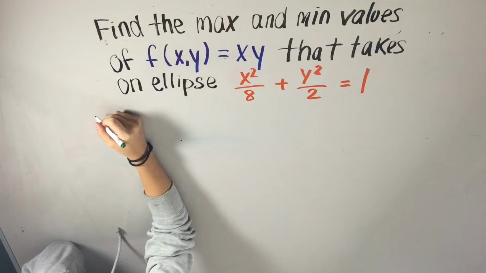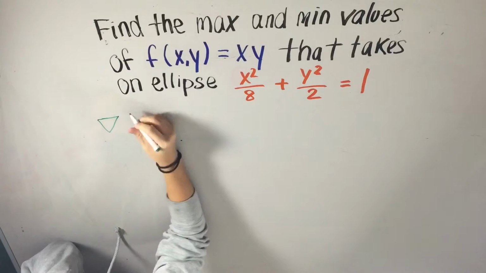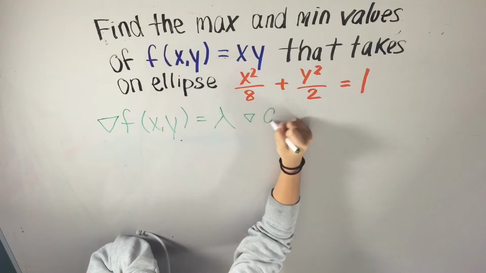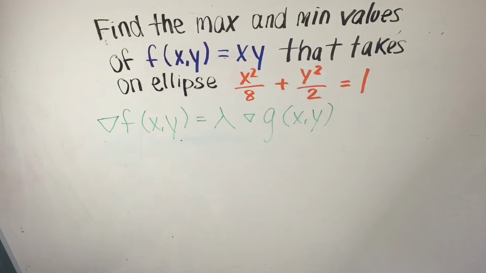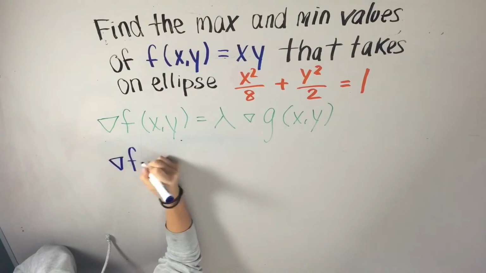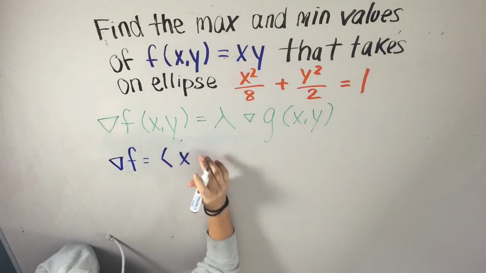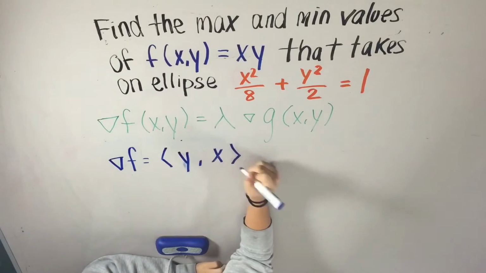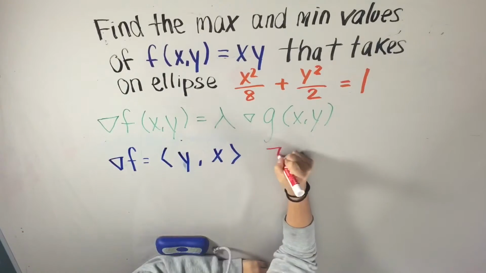One example of using Lagrange multipliers is finding the max and min values of f(x,y) = xy on the ellipse x squared over 8 plus y squared over 2 equals 1. The first thing that we should notice in any Lagrange multiplier problem is that if there are two equations, one of them is always the constraint. That is the one equal to the integer value. The other one is the function that you are trying to maximize or minimize.